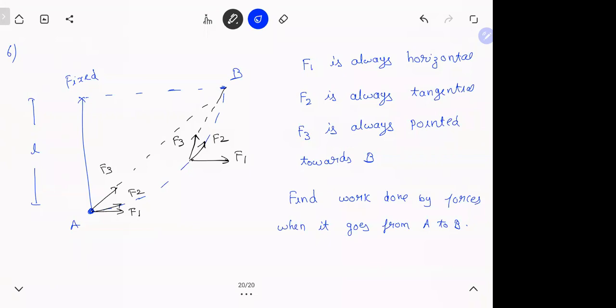So there are 3 forces acting on the body, F1, F2, F3. So you have 3 answers. What is the work done by F1 when it goes from A to B? F1 is always horizontal, F2 is always tangential, F3 is always pointing towards B. Again, each question itself is one possible question. Think about that. I'll give you 2-3 minutes.